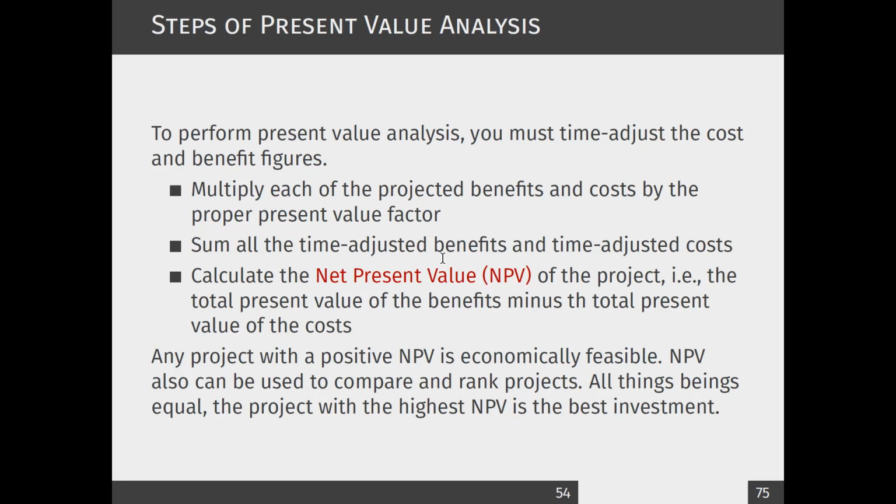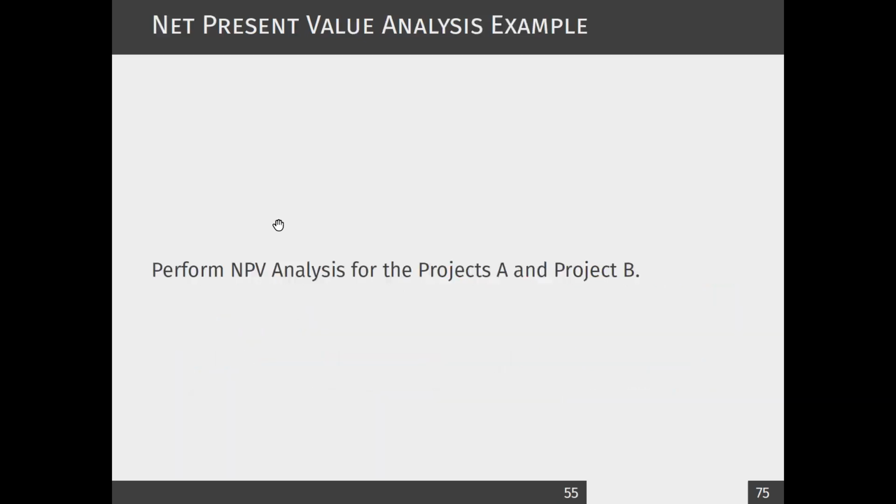So when you're working with the net present value of a project, you have to adjust the costs and benefits according to this to the present state. And then you can calculate what we call net present value. So the total present value of the benefits minus the total present value of costs gives us the net present value. Right. Can you quickly perform the NPV analysis?